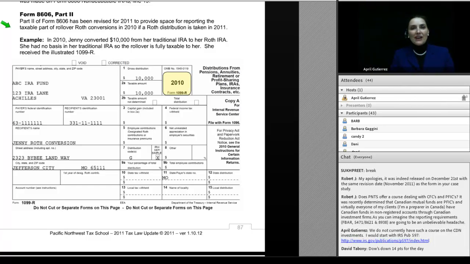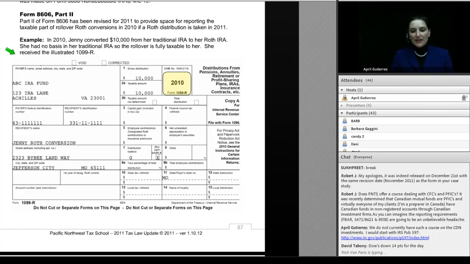So it took some figuring out, but we will have the same type of situation going on now where a person does a conversion in 10. They're supposed to report the tax equally in 2011 and 2012, except in 2011 they pull money out. Then what? So I have an illustration for you.